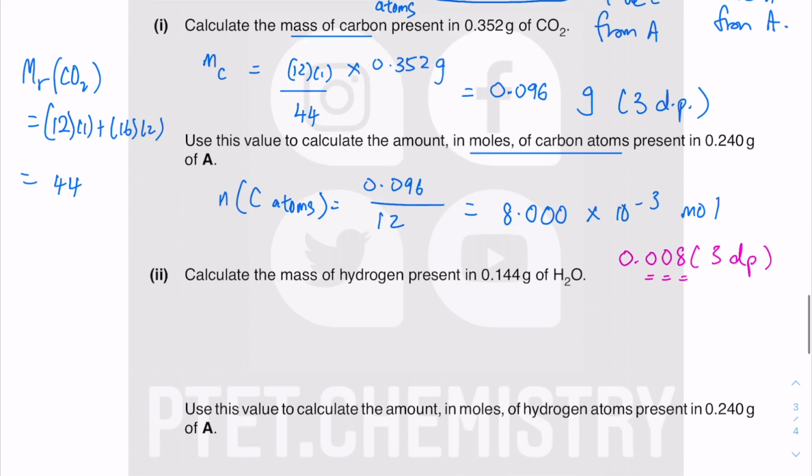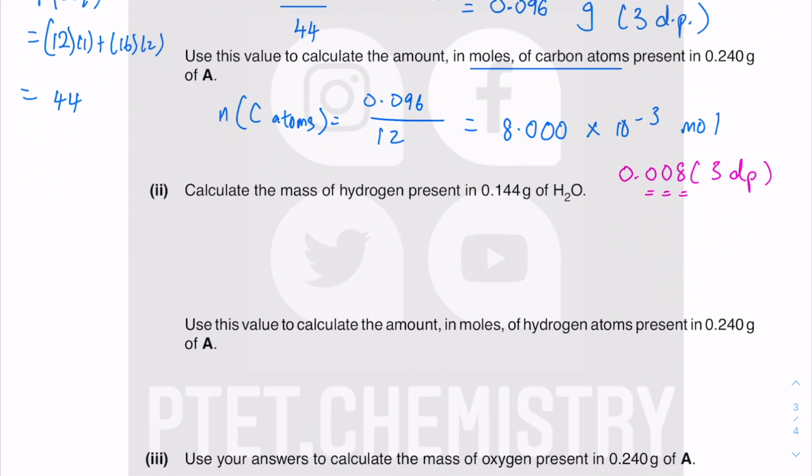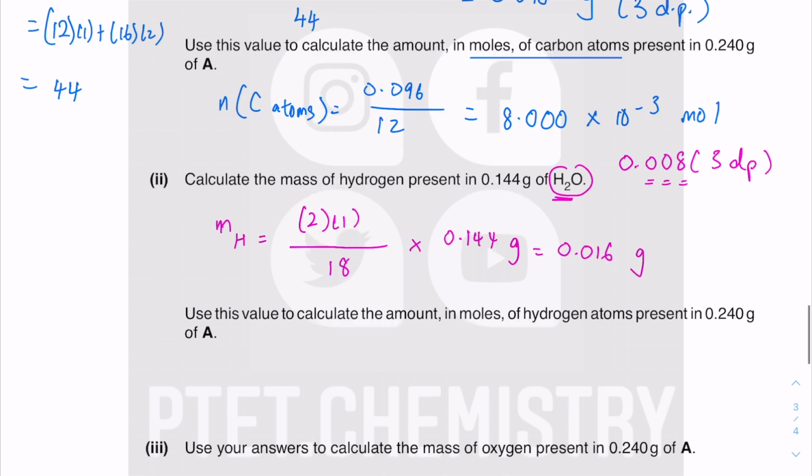This is just what your calculator can show you to 3 decimal places, but it's got to be to 3 decimal places. On to the next one, the same deal, but in one H2O, you have 2 hydrogen atoms. So the mass of hydrogen atoms is going to be 2 times 1, because out of the 18, 2 times 1 plus 16 is 18. There are 2 hydrogen atoms. So 2 divided by 18 times 0.144, I get 0.016. So that is in gram. There is 1, 2, and 3 decimal places.